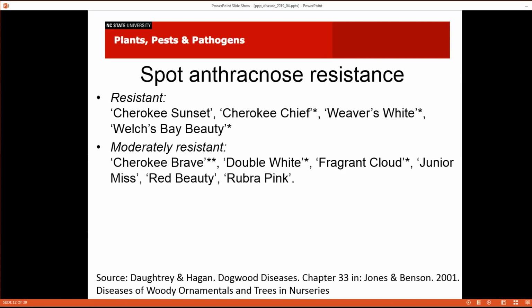So the better recommendation is to look for something with resistance. And it turns out that there are some resistant cultivars, including Cherokee Sunset, Cherokee Chief, Weaver's White, Welch's Bay Beauty, and some that are moderately resistant, Cherokee Brave, Double White, Fragrant Cloud, Junior Mist, Red Beauty, Rubra Pink, and there may be some other more recent ones as well.